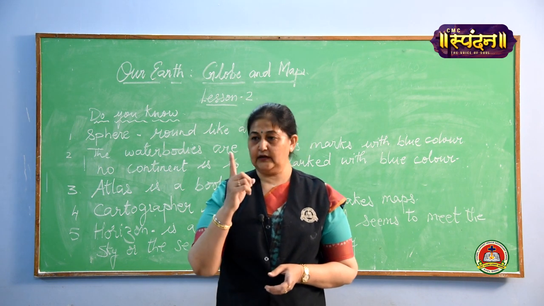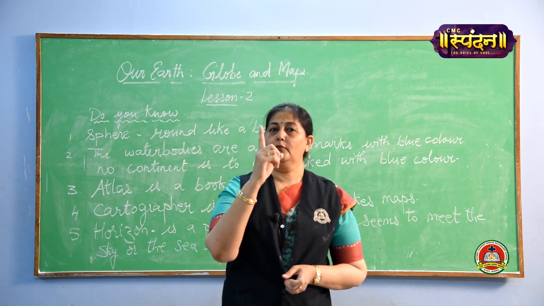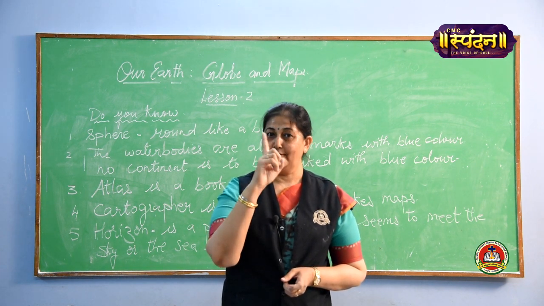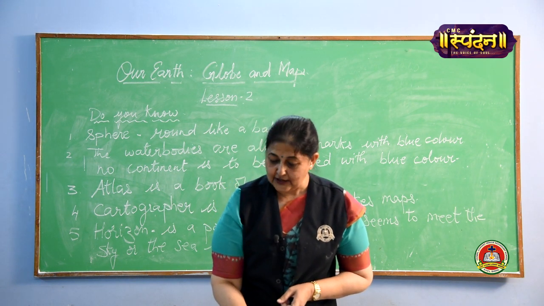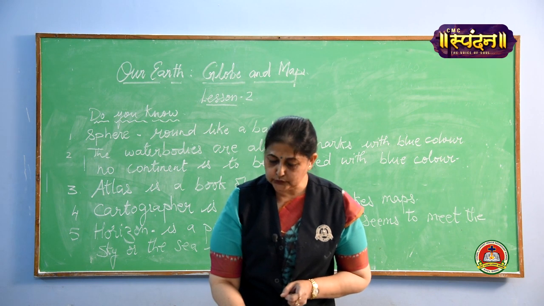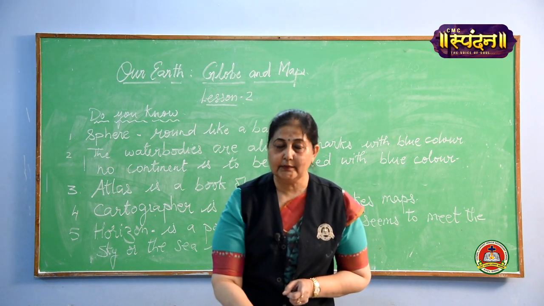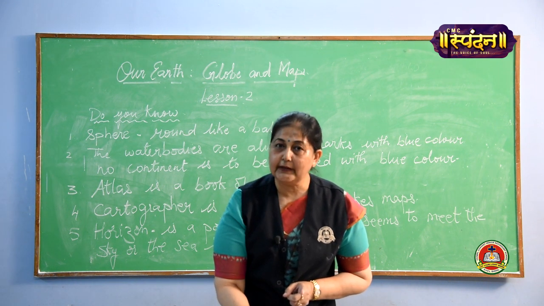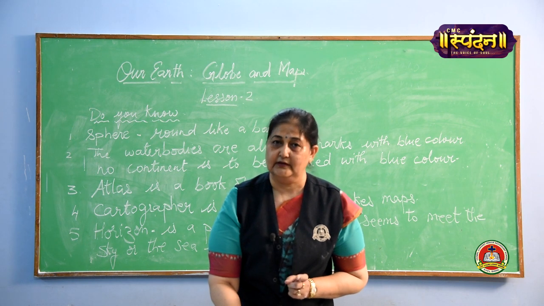Show me your index finger. Index finger is the first finger. Okay? Move it up and down, round and round. Place it on the book. I hope you all have already opened to lesson 2, our earth, globes and maps. Now we will all read and you will place your finger as we are reading. Children, read after me. Alright?